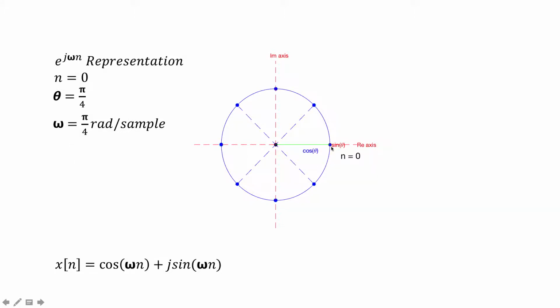At sample n equals 0, x of 0 is e raised to j omega 0, which can also be evaluated as cos of 0 plus j sin of 0, or 1 plus j0.